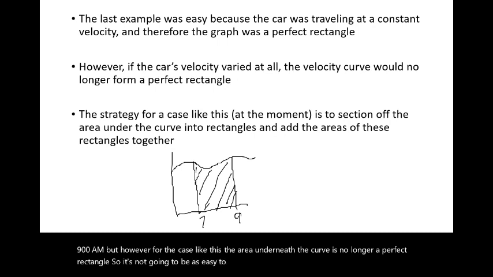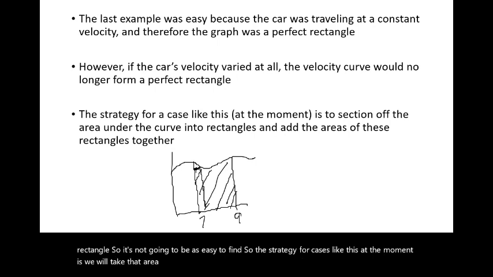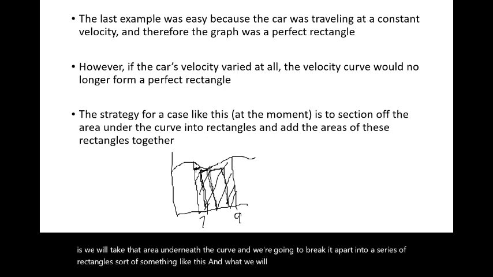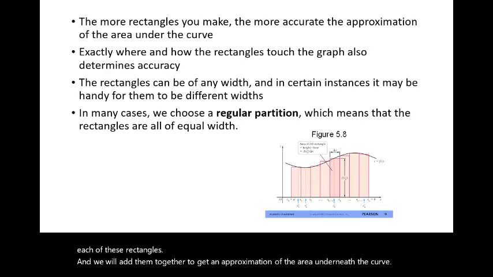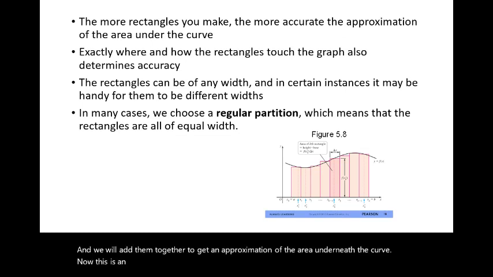So the strategy for cases like this is we will take that area underneath the curve and break it apart into a series of rectangles, something like this. We will find the area of each of these rectangles, and add them together to get an approximation of the area underneath the curve. Now, this is an approximation. It is not going to be exact. That is why we're using Riemann sums to approximate an area underneath a curve.